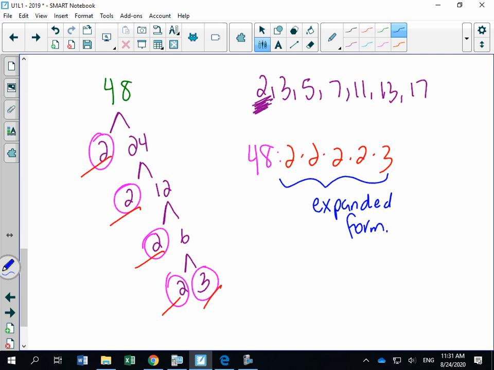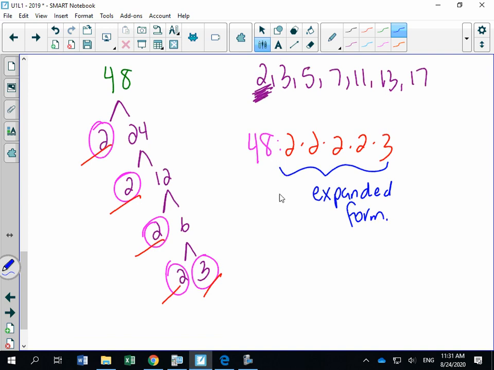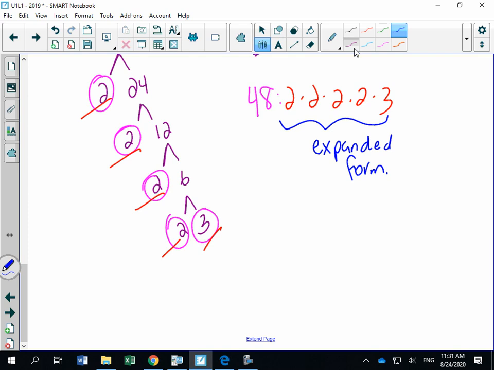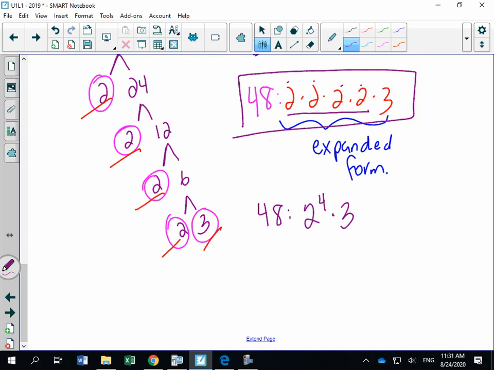The other way that we could write our answers is a different form: 2 times 2 times 2 times 2 is 2 to the power of 4. There were 4 of them. So 2 to the power of 4 times 3 will give you exactly the same answer. This is one way to write your answer in expanded form. This is the other way, in power form, and I'm going to expect both forms on your test.